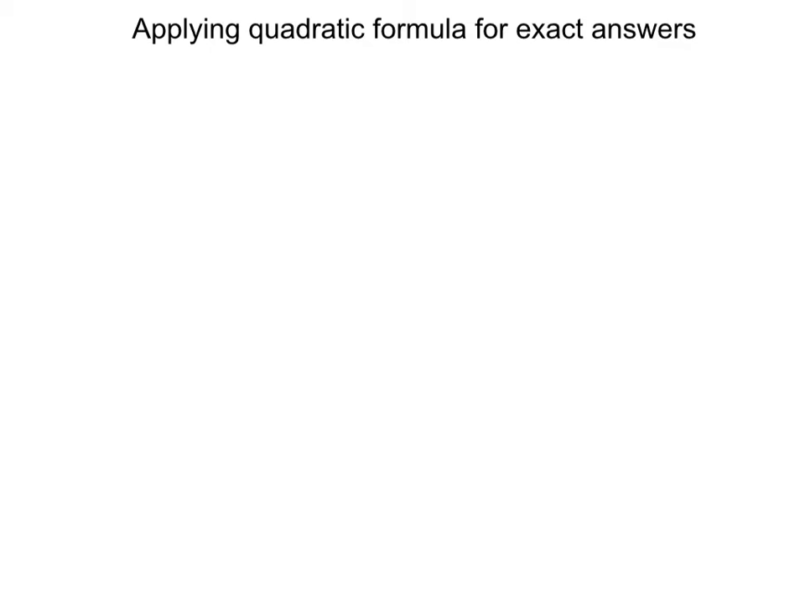Alright, let me just write down the quadratic formula. It's the opposite of b, plus and minus the square root of b squared minus 4ac, all over 2a. And remember that we get these a, b, and c values by having a quadratic equation written in what they call standard form.